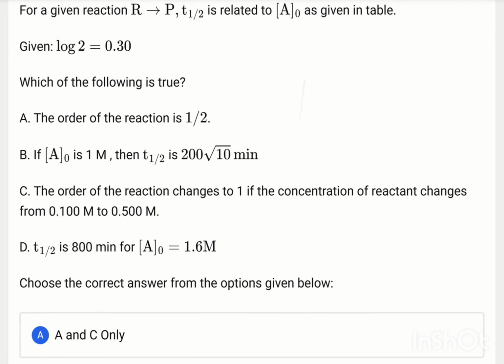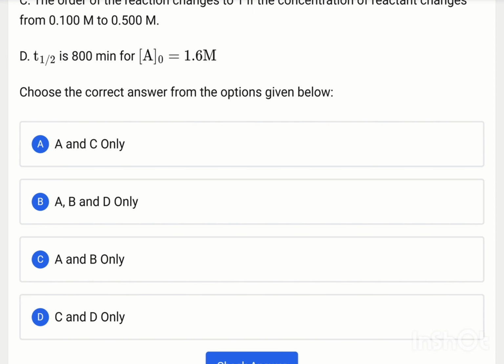Let us check the options: A, C; A, B, D; A, B, C, D. So why don't we check D only? Because A and B are also correct. A is in 3 options. A is correct, means D is already gone. So let us check B, C or D.